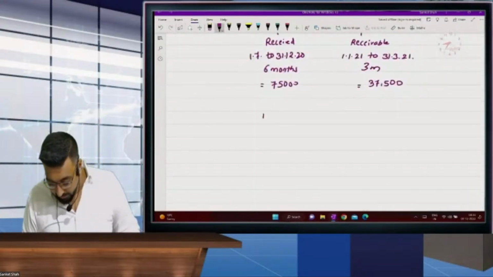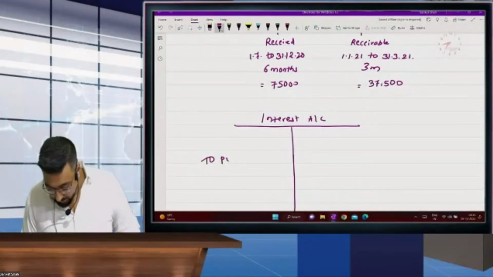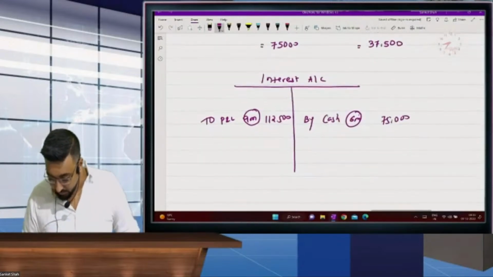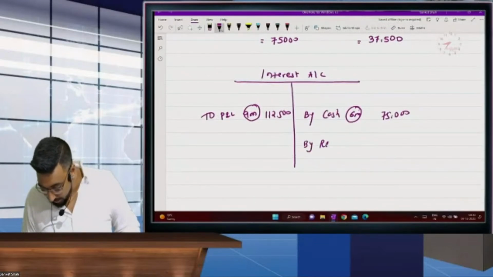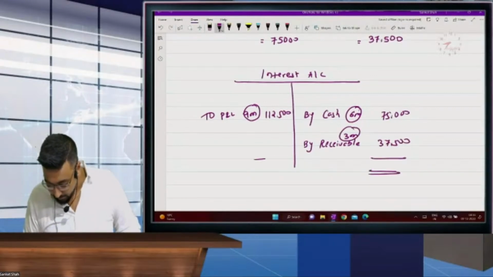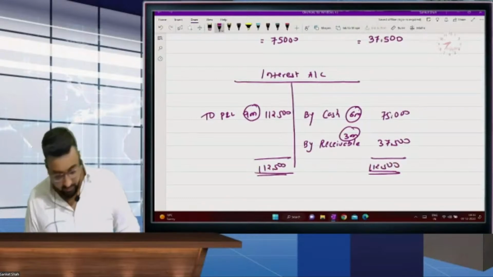So if I open interest account: to P&L 9 months, 1,12,500. By cash 6 months, 75,000. And by receivable 3 months, 37,500. Total 1,12,500 on both sides.